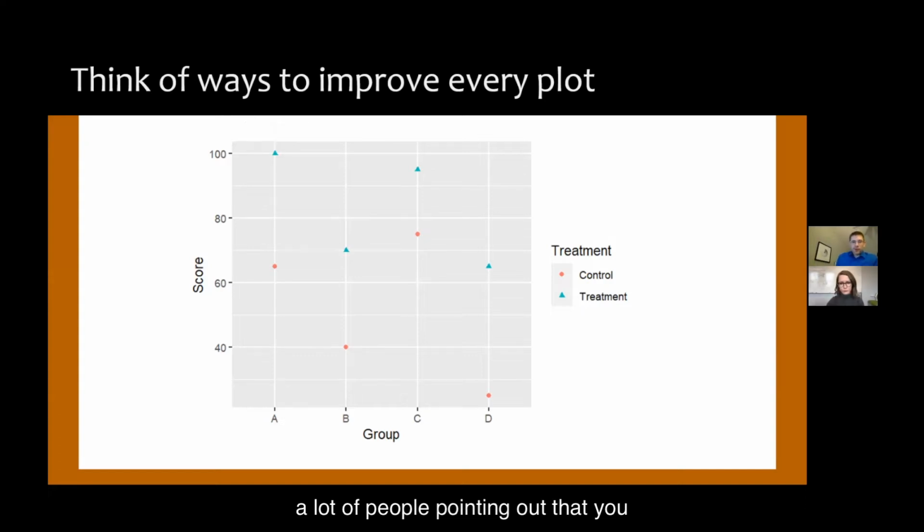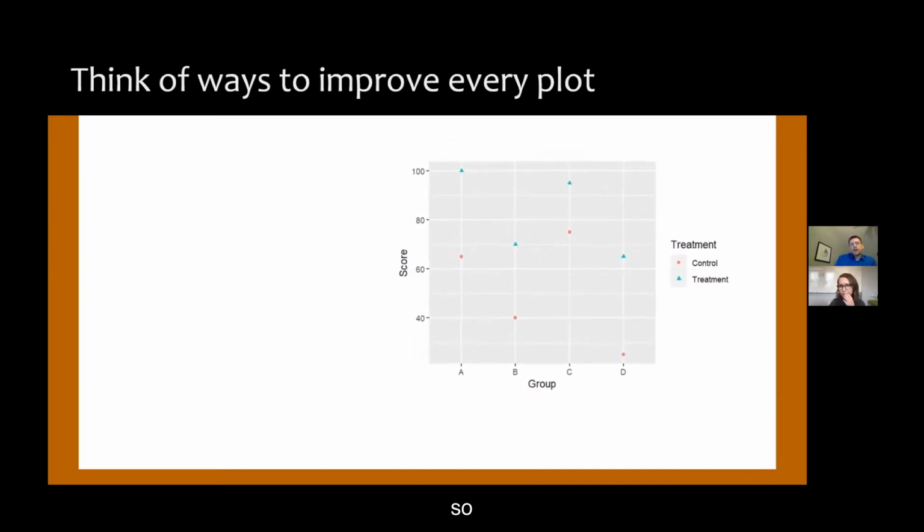A lot of people pointing out that you want the points to be bigger for sure. The possibility of connecting lines, which we'll talk about. Lines on the axes, larger text, presenting things sequentially rather than all at once. So one thing here that I want to address right away, actually, I'll address it in just a moment. Let's walk through some of the different things we can do to this plot.